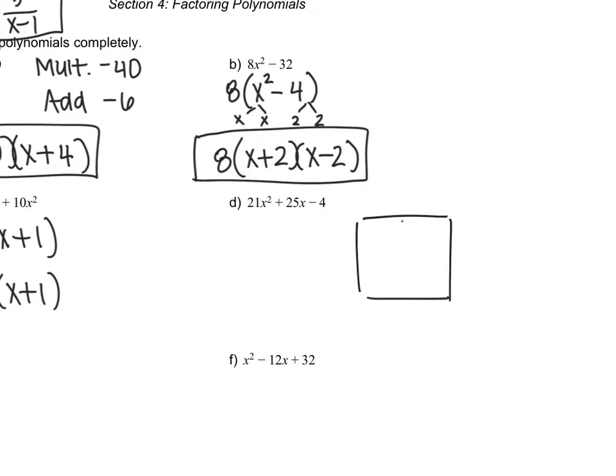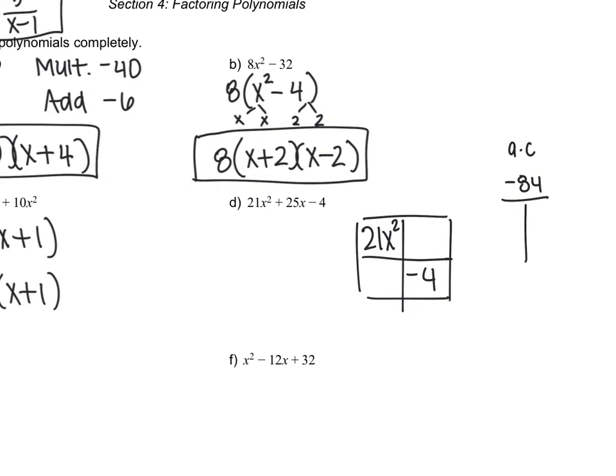So when I set up my box, my x squared term goes in the top left, and my constant goes in the bottom right. So when I'm looking for my numbers, I have to do a times c first, because there are no multiples of negative 4 that add to 25. So now when I do 21 times negative 4, I'm going to get negative 84. So I'm looking for 2 numbers that multiply to negative 84 but add to 25.